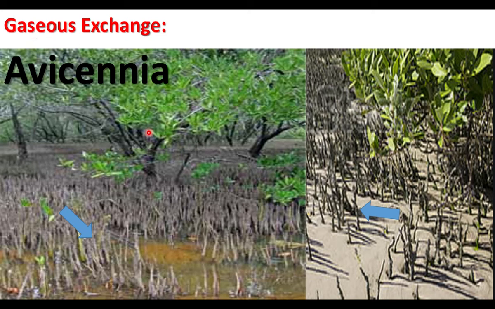respiration. These roots grow vertically above the soil. What is the purpose of these roots? For breathing. The soil is full of water. Roots cannot get oxygen. Roots cannot breathe. So for the purpose of breathing, the roots grow upwards. These roots are not normal roots. They are modified roots. What is the function of these roots? Respiration. These roots have holes on the surface.